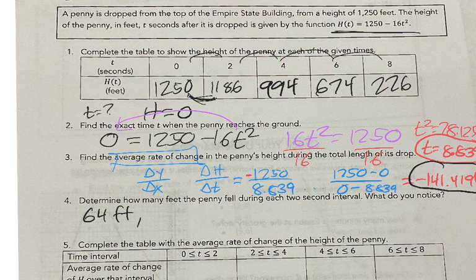What about from 2 to 4? 192, I think. That one's a little bit faster than the average rate of change. And then the next one was 320. Is everybody okay with how I'm finding these values, even if we're not doing the math? 320 feet, and then 448 feet.